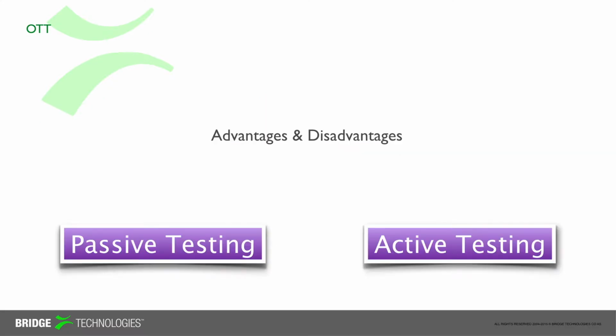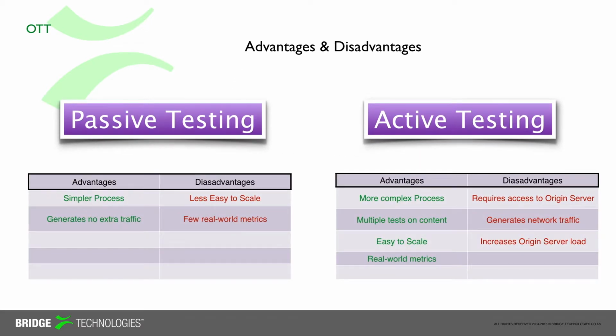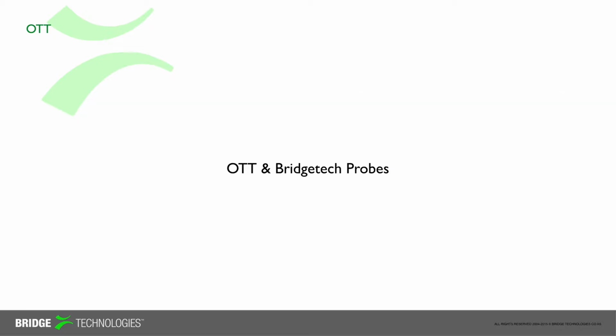So to recap on some of the benefits and disadvantages of passive and active testing, you can see them listed there. Passive is definitely a simpler process, and it doesn't generate extra traffic because it's only testing the traffic that is currently at the switch. But active testing is a more complex process, but it does do multiple tests on the content, and it provides real-world metrics. So, without further ado, let's go straight on to looking at how the probes work in a real-world environment.